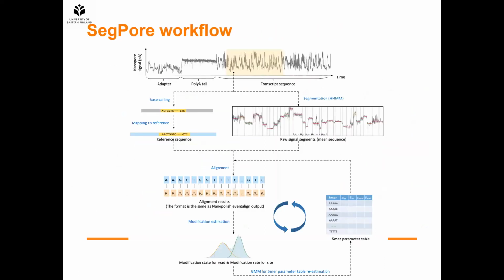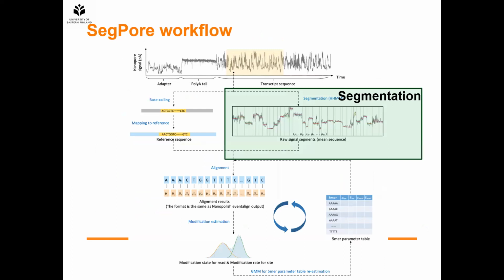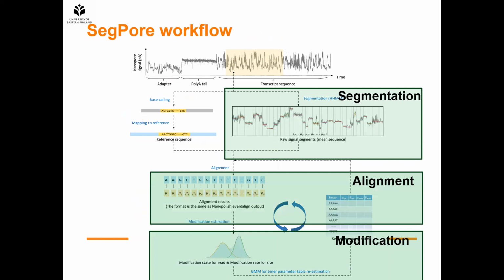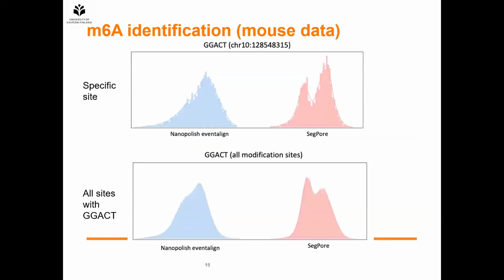Okay, so these are some cartoons. This is our method called SegPol. So if you search my name, you will probably find the software. And then these are some results. So we can see this is a previous method, and this is our method. We can see clear two peaks, so it is better.